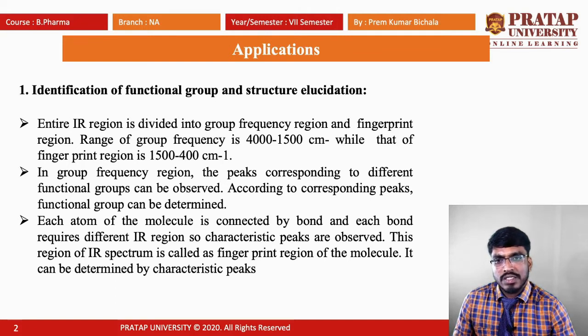Basically, IR spectroscopy is used to determine the nature of functional groups present in different chemical structures. By using this, the entire IR region is divided into the group frequency region and the fingerprint region. The range of the group frequency region is 4000 to 1500 centimeter inverse, while that of the fingerprint region is 1500 to 400 centimeter inverse.